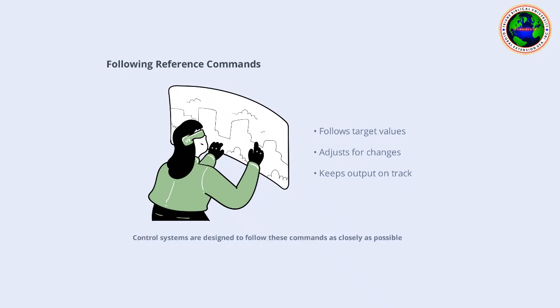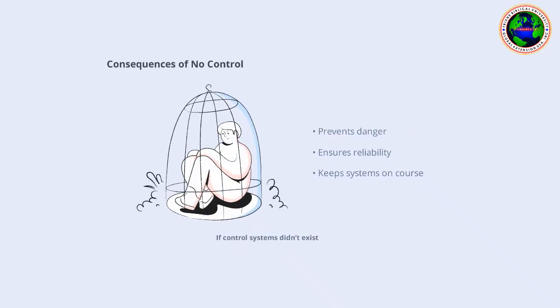Control systems are designed to follow these commands as closely as possible. For example, when you set a speed on your car's cruise control, the system works to keep the car moving at that exact speed, adjusting for hills or wind as needed. If control systems didn't exist, engineered systems would be unreliable and potentially dangerous.